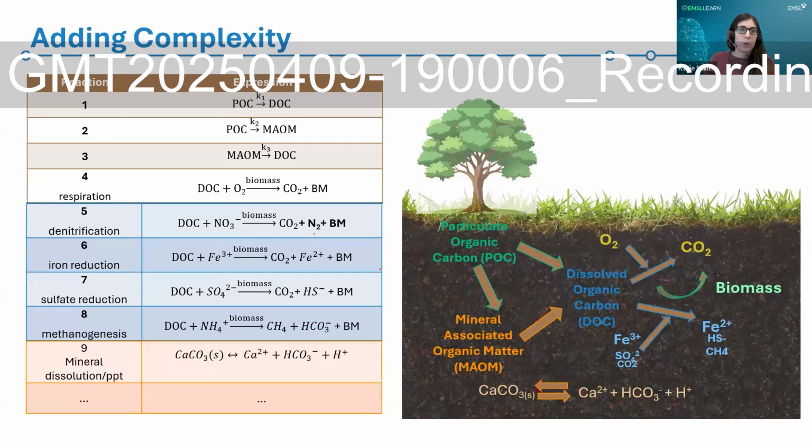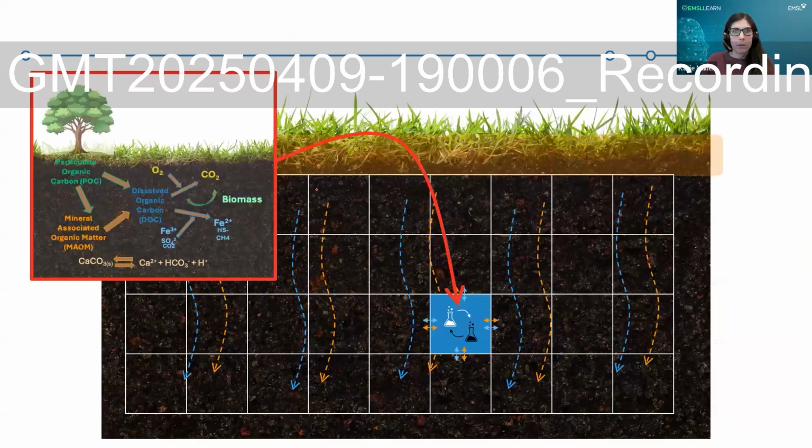We can also include mineral dissolution precipitation reactions by adding those on, perhaps to describe that mineral associated organic matter in a more sophisticated way, and so on and so forth. Really the point here is that you can layer on these levels of complexity within these reactions, all within PFLOTRAN.